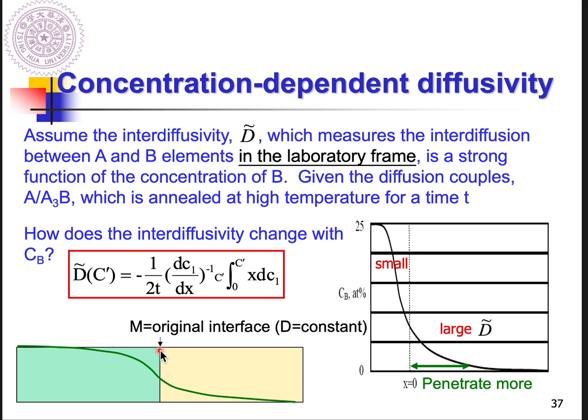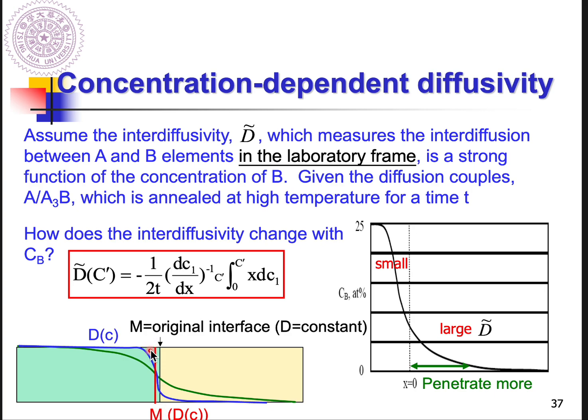However, if the diffusivity is a function of concentration, changes with concentration, the profile you get is probably like this blue curve. At this moment, you need to re-identify the Matano interface, because the area here will equal the area here. So you need to relocate the Matano interface.